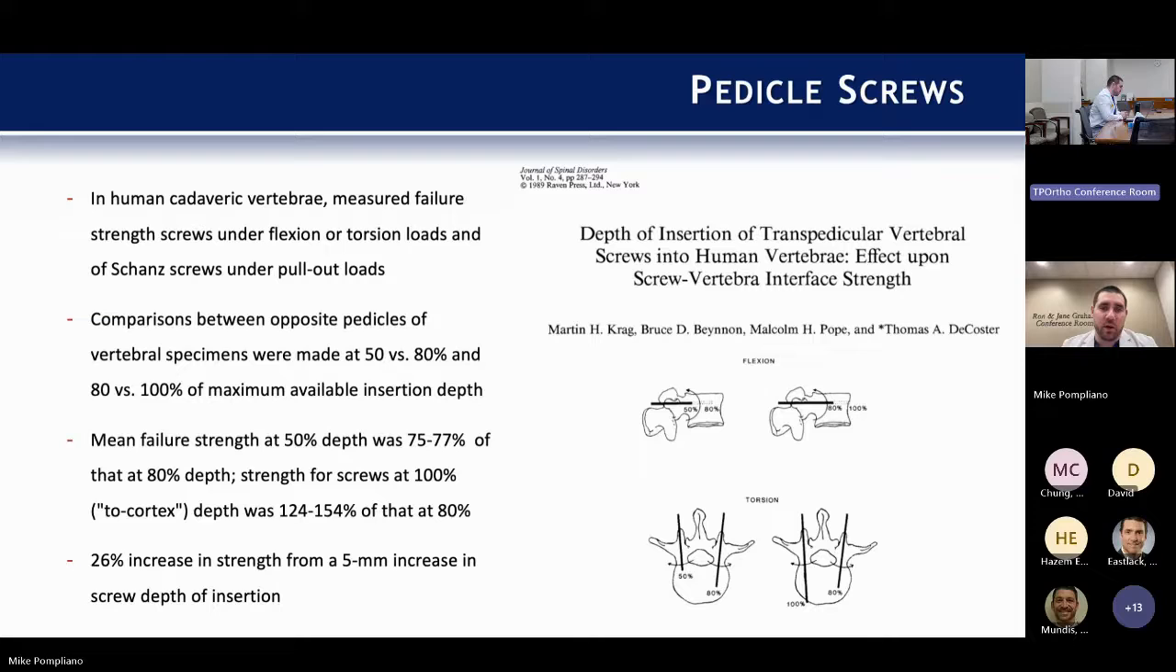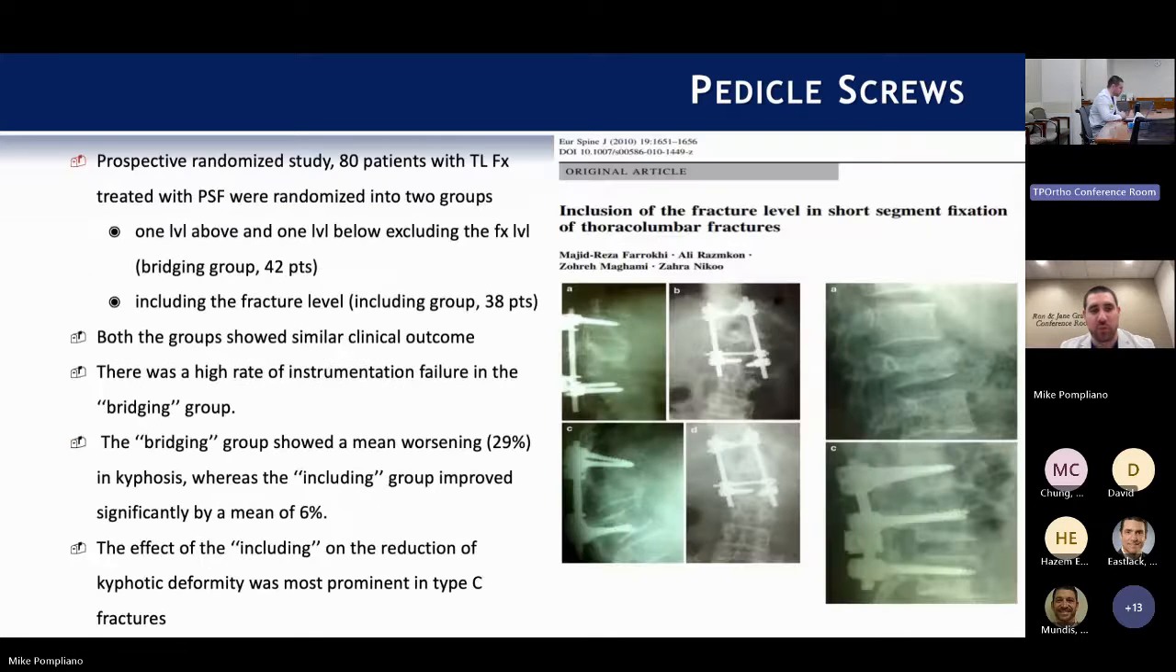As expected, they did find that it was better to have more screw inserted, and we're able to put some numbers to that. So the failure strength at 50% depth was about 75% of that at 80% depth. And then at 100% depth it was about 125 to 150% of the 80%. So essentially, as expected, a longer screw means more strength. And then they found a 26% increase with each 5 millimeter increment. So when you're debating whether to go up or down a size, aside from the anatomic constraints of the bone and everything, you can add about 26% fixation strength with each screw size.